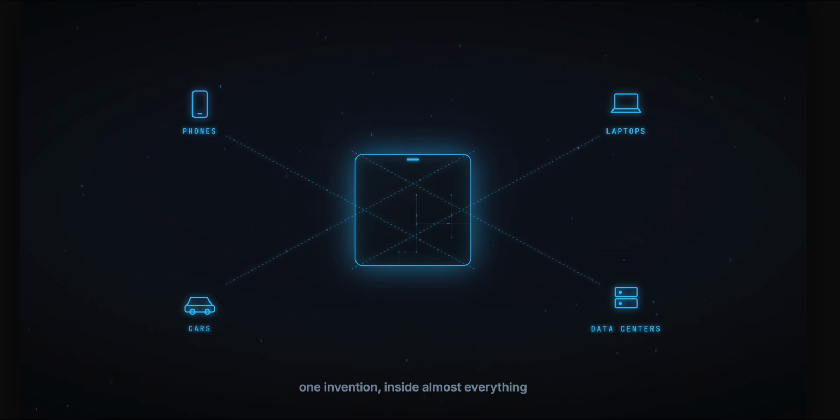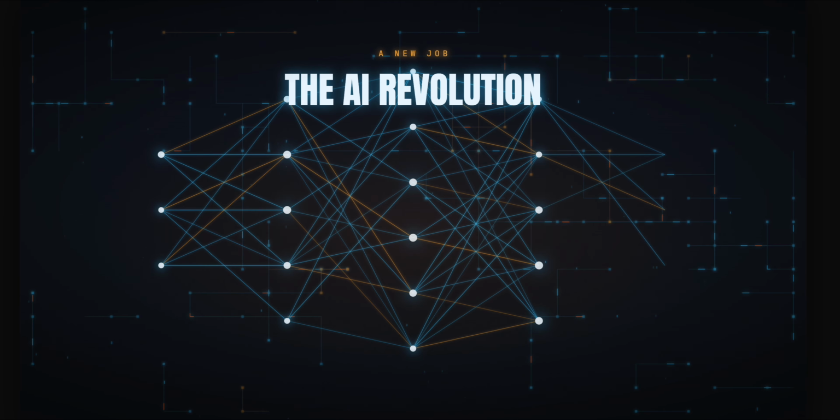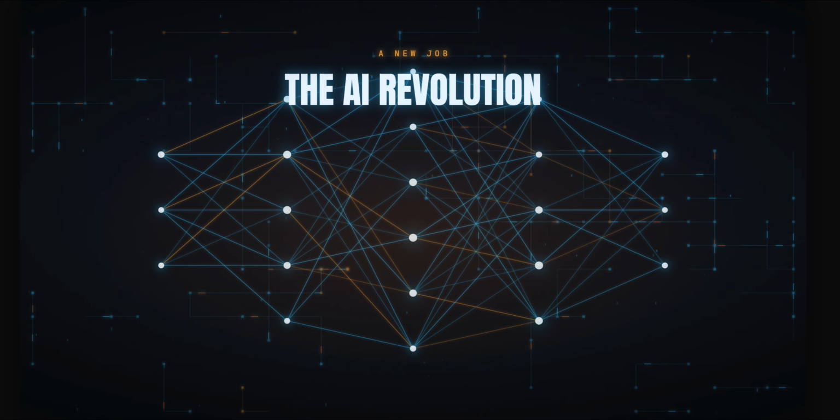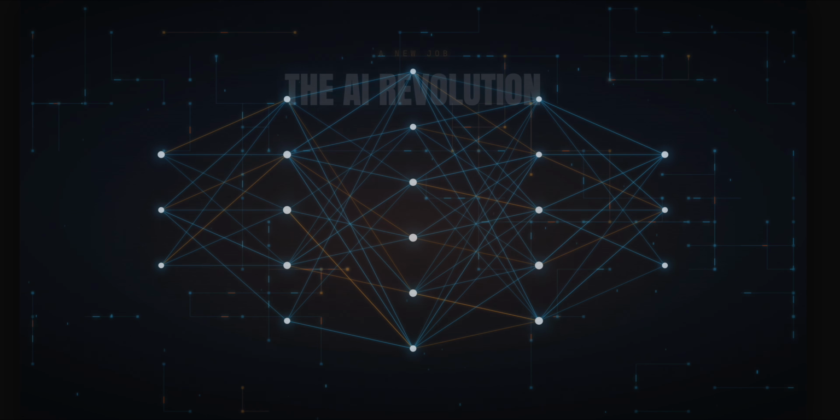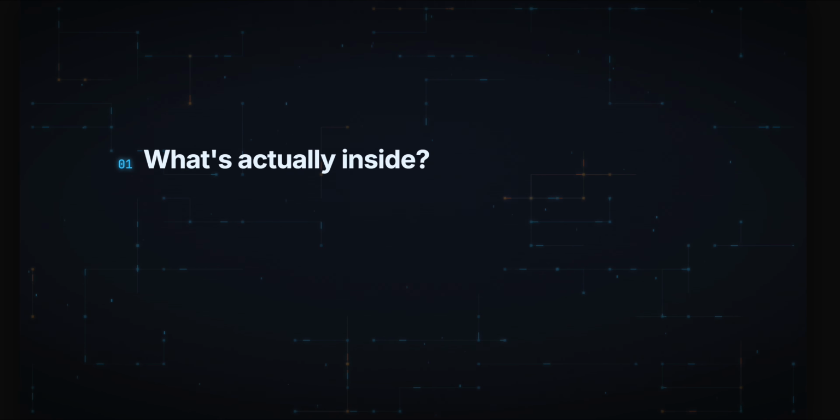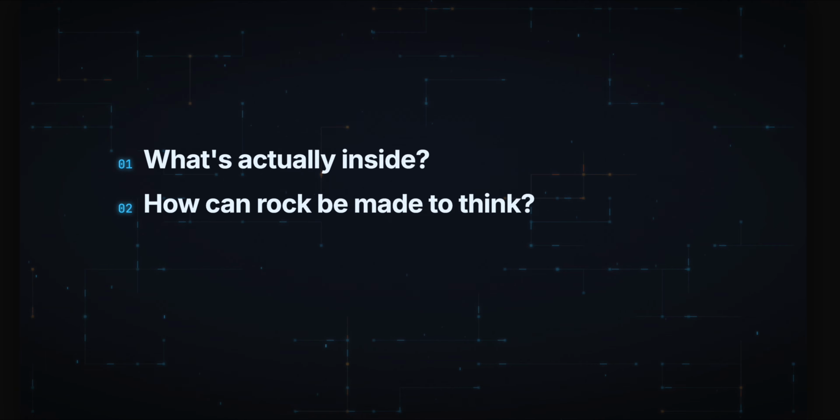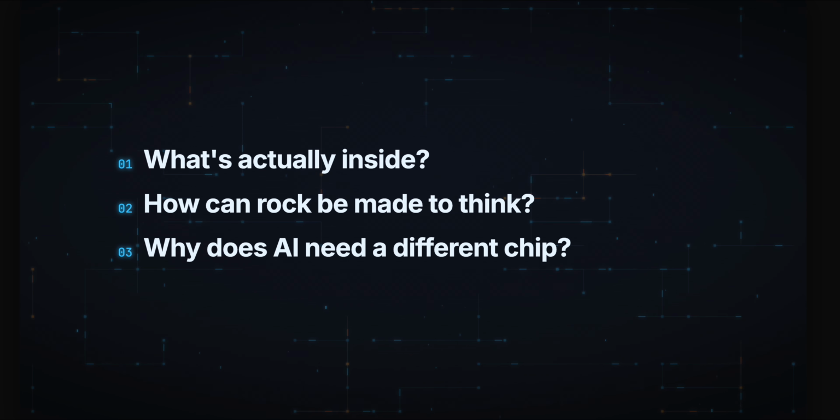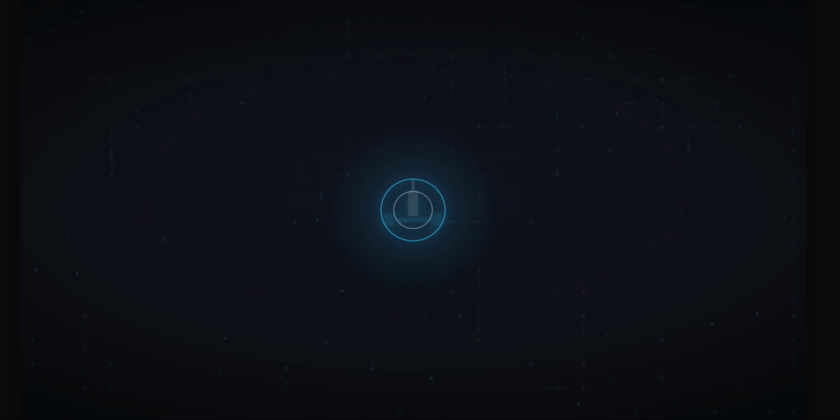It powers your phone, your laptop, your car, and the vast data centers that now run the world. And in just the last few years, a new and far more demanding job has fallen on its shoulders: to power the artificial intelligence revolution. So what exactly is inside one of these chips? How does a sliver of rock learn to think? And why does modern AI need a completely different kind of chip to run? Let's take one apart and find out.